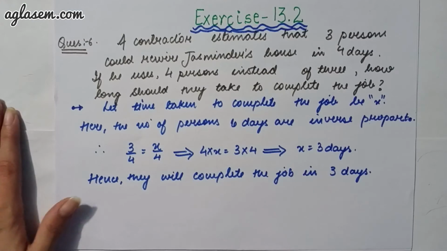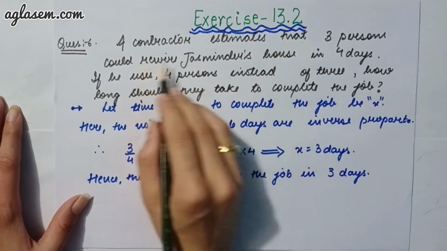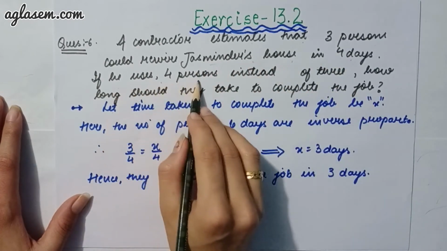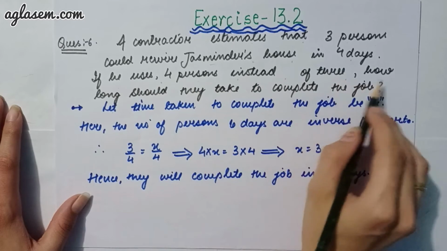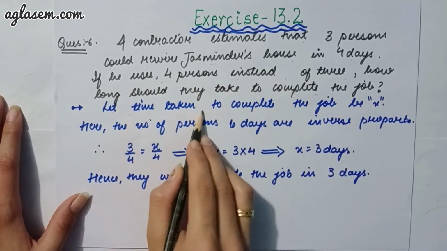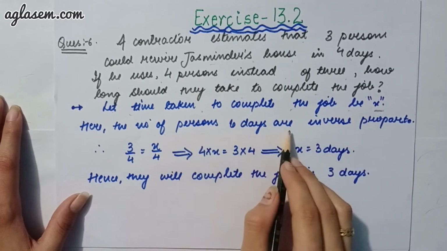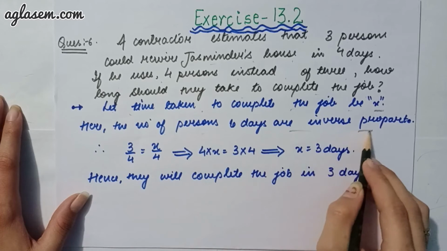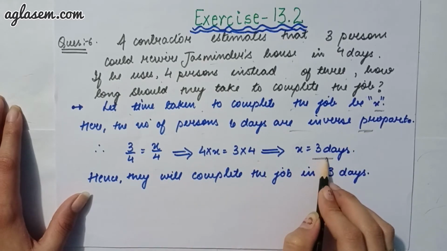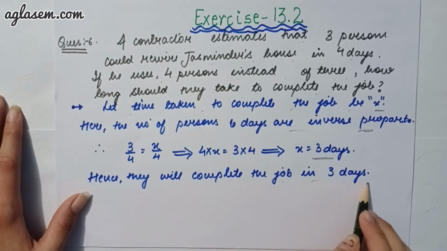The sixth question says a contractor estimates that 3 persons could rewire Jasminder's house in 4 days. If he uses 4 persons instead of 3, how long should they take to complete the job? So first of all, we let the time taken to complete the job be x. The number of persons and days are inverse proportion. So by making an equation, we will get x, that is days, 3. So they complete the job in 3 days.